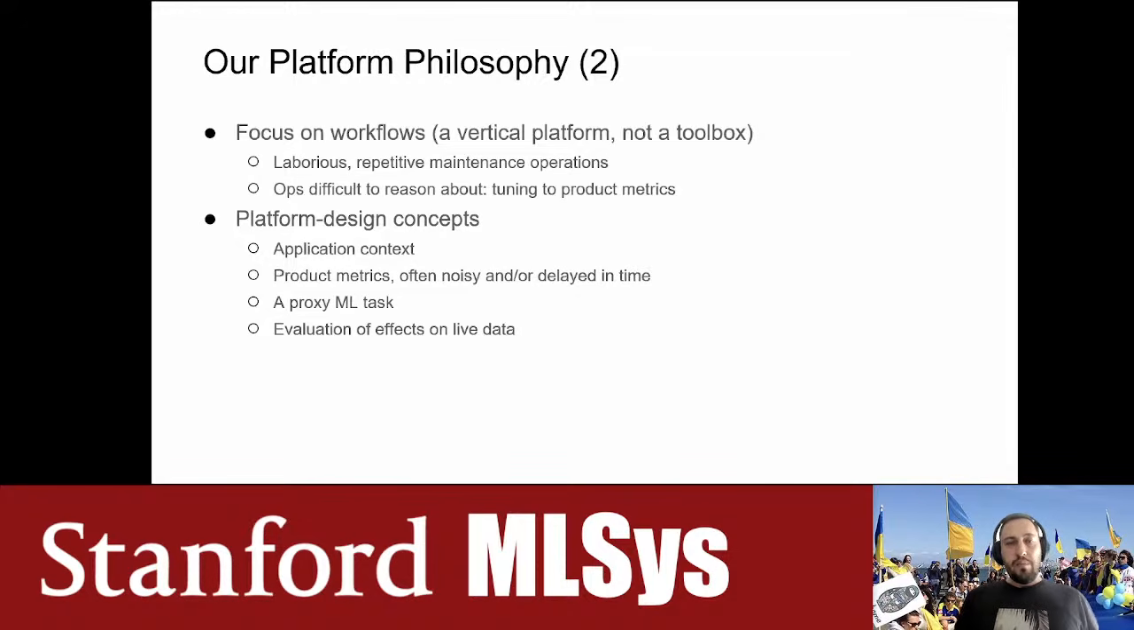The platform design concepts that we use to reason about the platform include the application context, which is roughly the data that is available to produce AI outputs. Then product metrics. It's pretty clear what they are, but they're often noisy or delayed in time, or both. And to use ML, we need proxy ML tasks that model or approximate the product metrics. And of course, the overall performance is evaluated by causal experiments and live data. That's a big deal, and that's where some of the platform extensions are very useful.